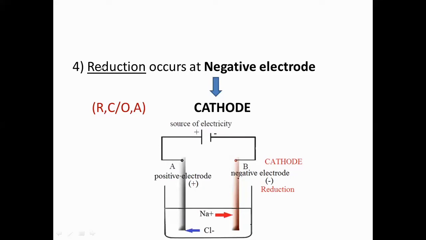Fourth convention, the positive ions in the solution or liquid migrate towards the negative electrode and receive electrons, and they get reduced or undergo reduction. So this reduction occurs at the negative electrode. This negative electrode is the cathode.